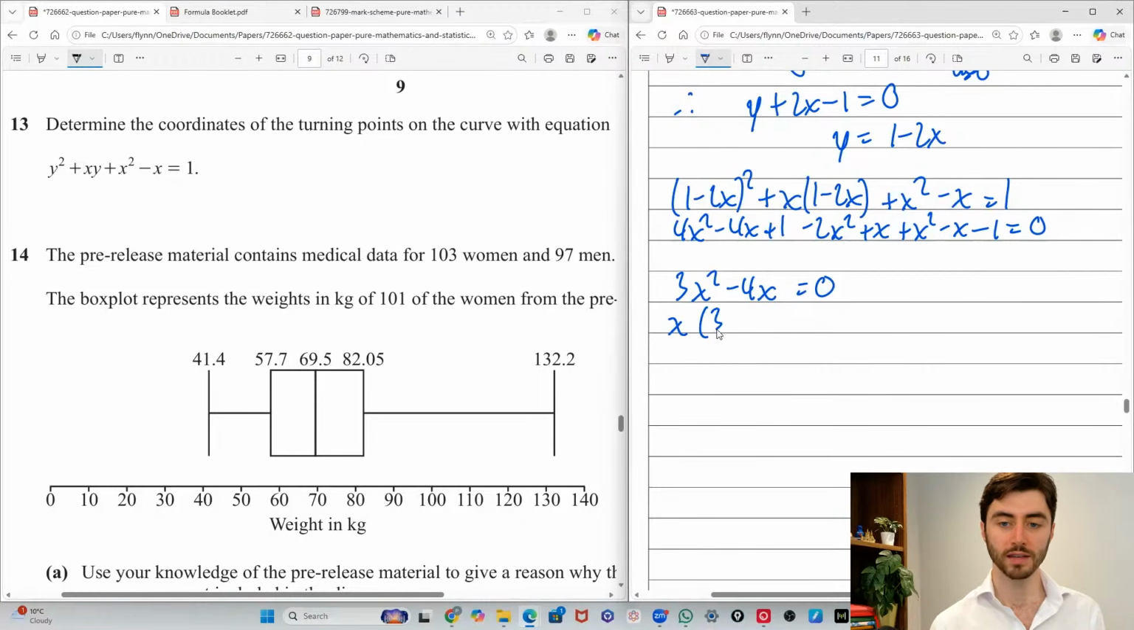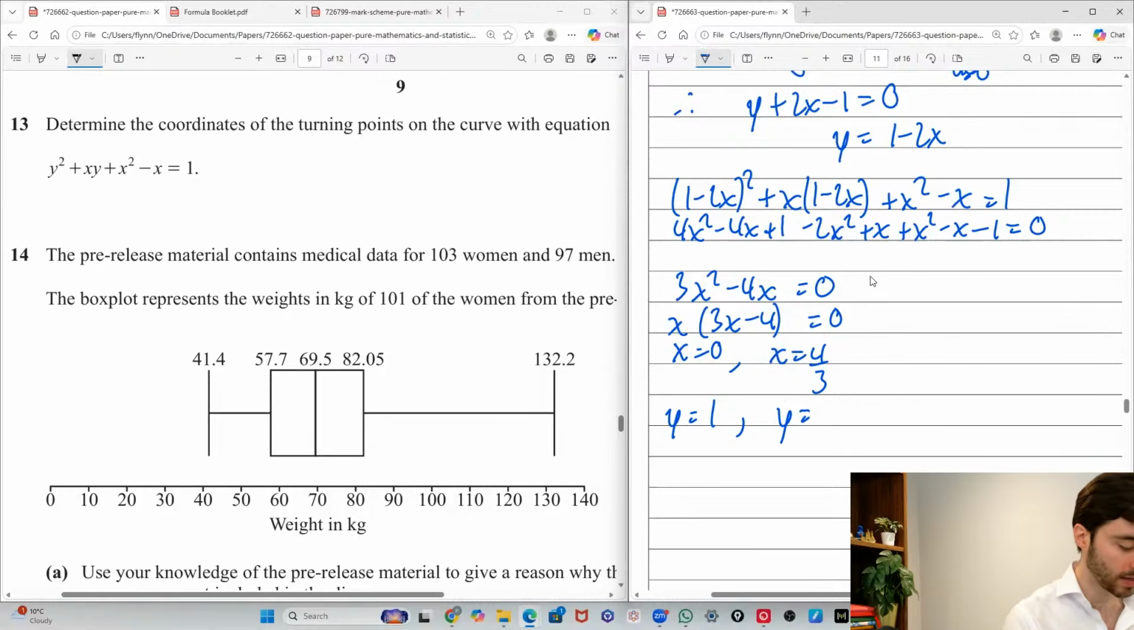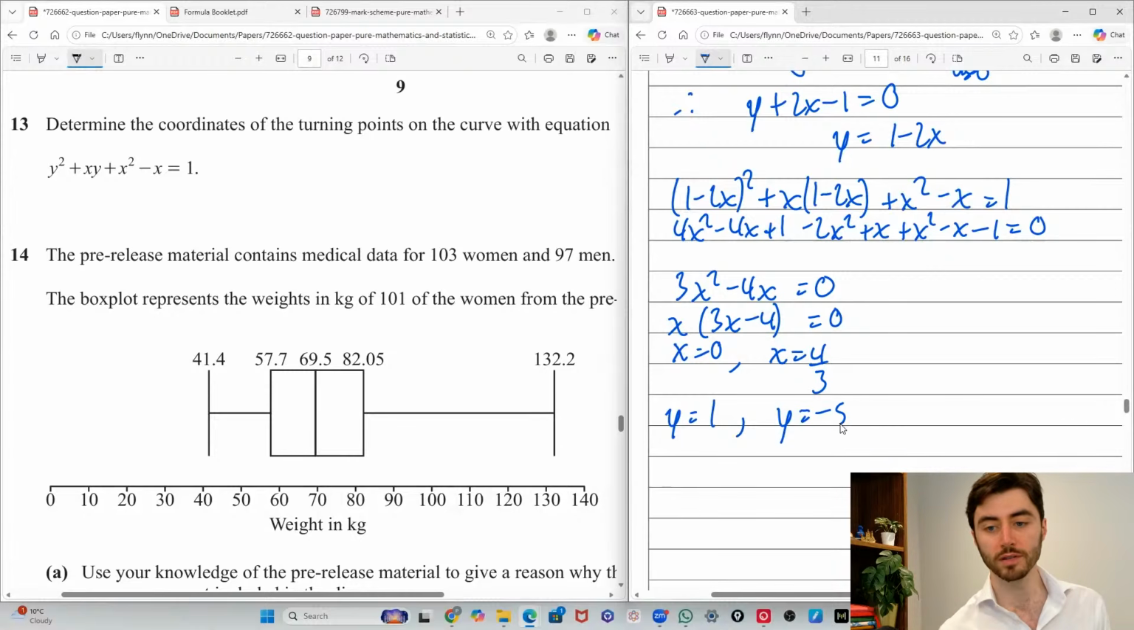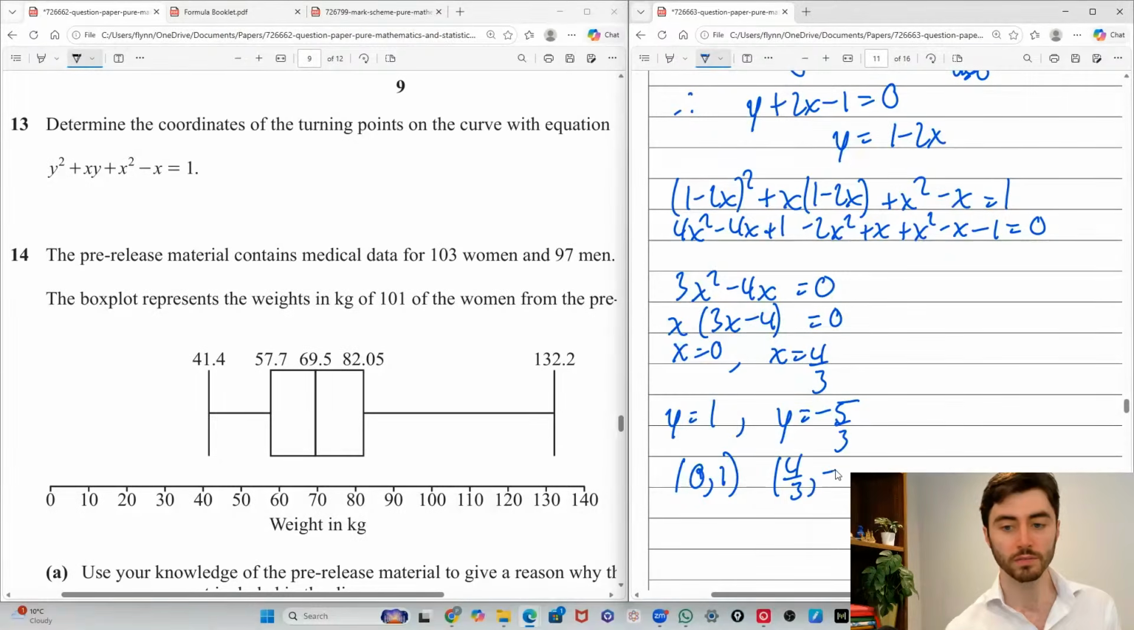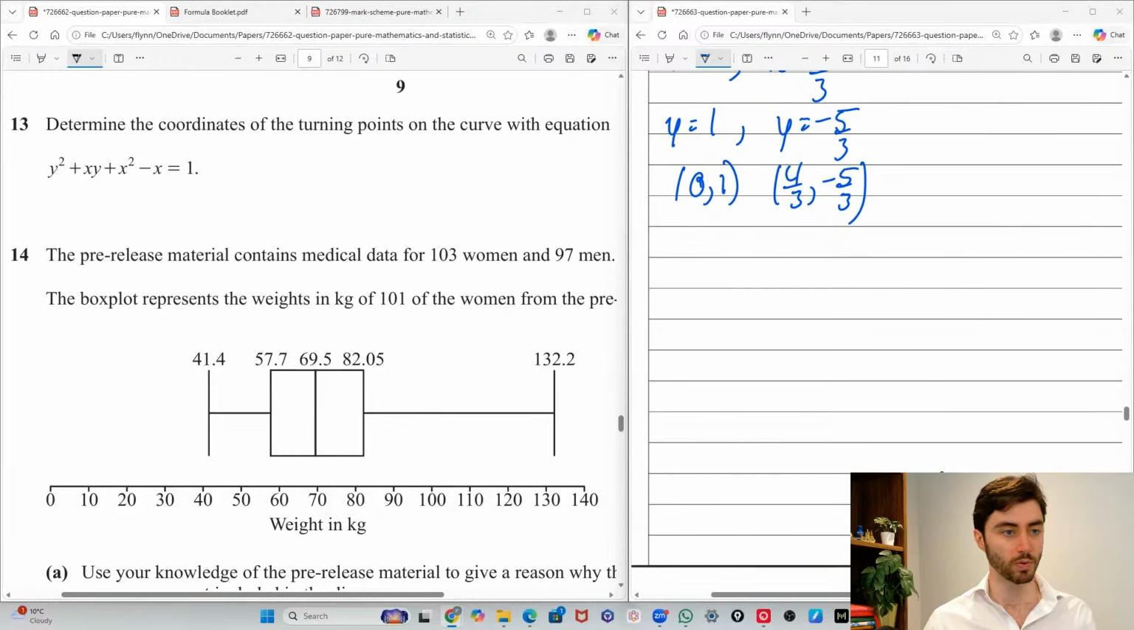So we have x into 3x minus 4, and x equals 0, and x is equal to 4/3, which means that y here is equal to 1, and y, by plugging back into here, so 1 minus 8/3, not going to be a hero about it, it's minus 5/3. So those are your 2 points, 0, 1, and 4/3, minus 5/3. Okay, so we found our 2 points.